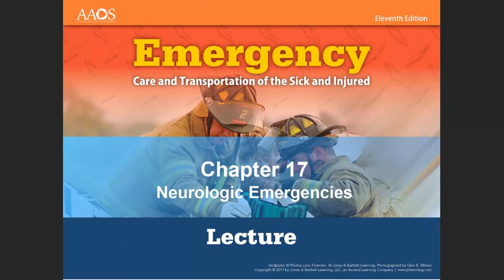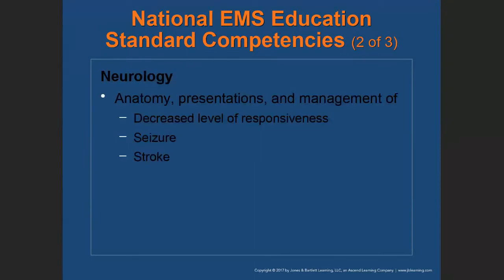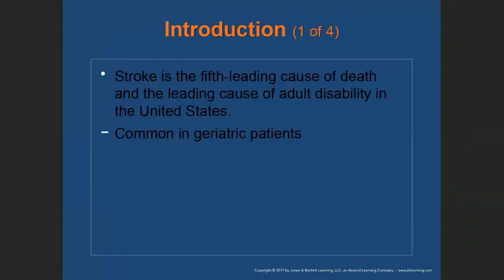All right, so next we're looking at chapter 17, which is neurologic emergencies. The focus of this chapter will be on stroke, headaches, seizures, and patients with altered mental status. So, introduction.